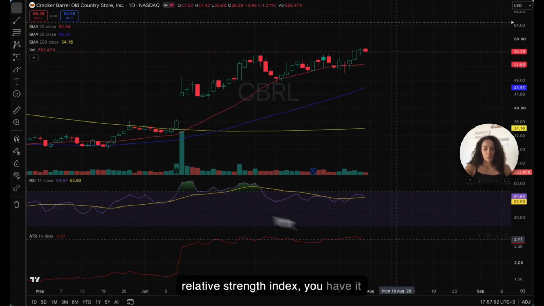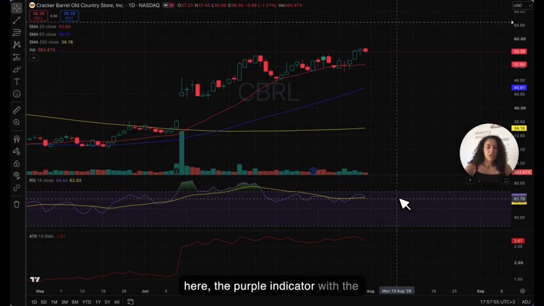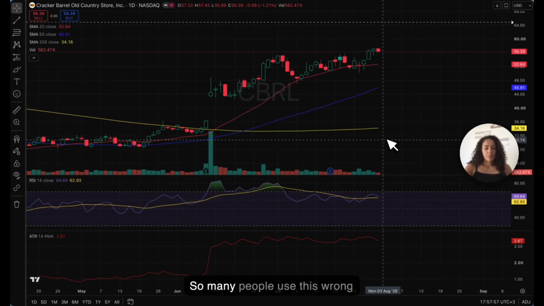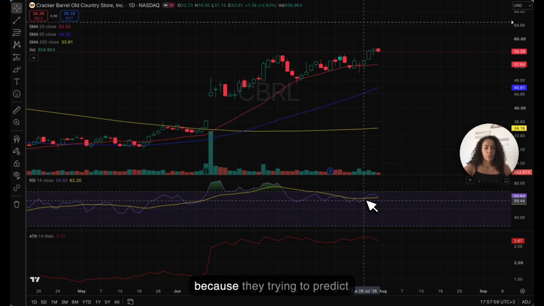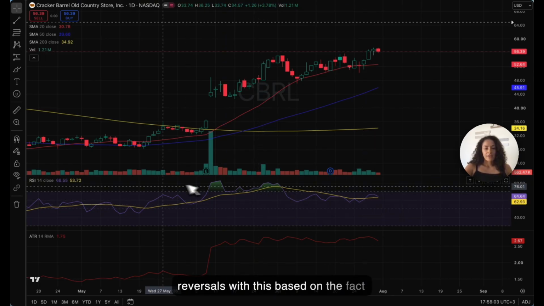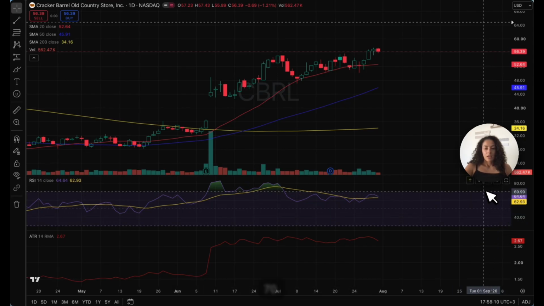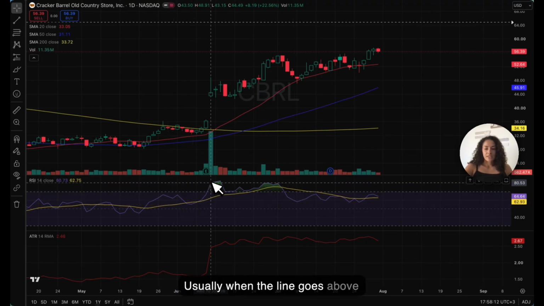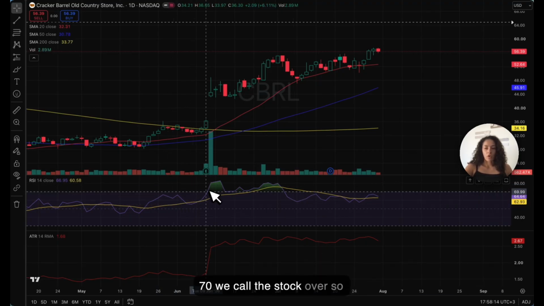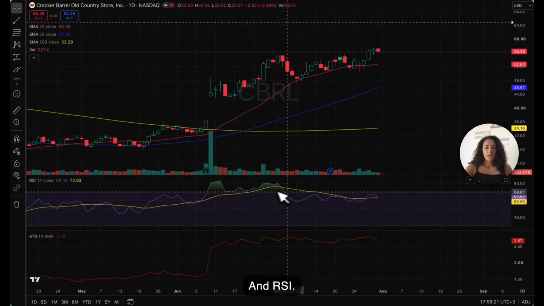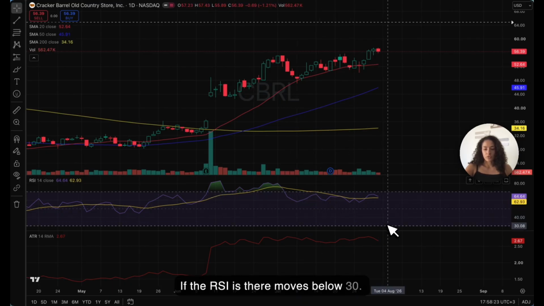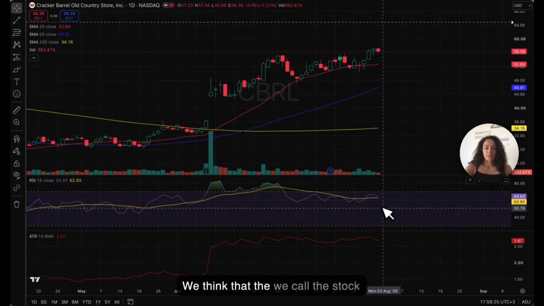You have it here, the purple indicator with the purple line. So many people use this wrong because they're trying to predict reversals with this, based on the fact that the RSI, you can see here, we have 2 lines, one at 30 and one at 70. Usually when the line goes above 70, we call the stock overbought. If the RSI instead moves below 30, we call the stock oversold.